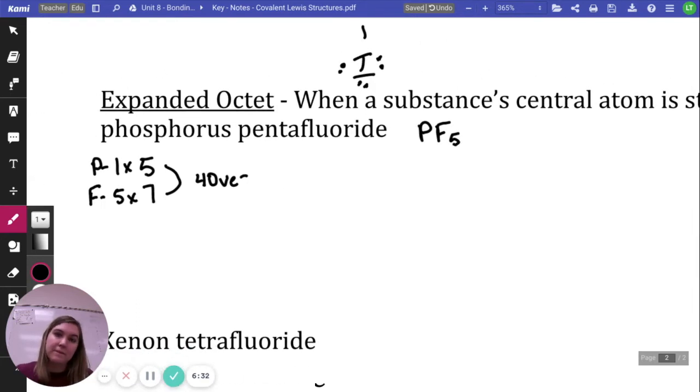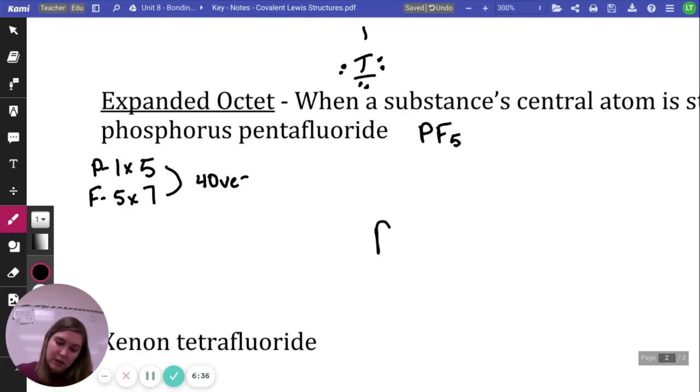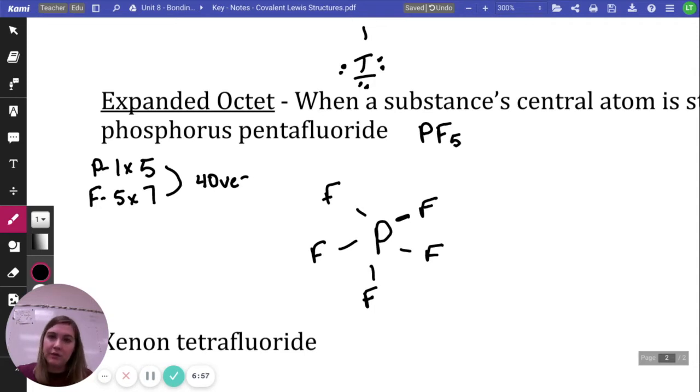Okay, so step 1, take our central atom. It's going to be phosphorus. And we're going to go ahead and bond our 5 fluorines to it. So 1, 2, 3, 4, 5 fluorines. All right, so at this point I have used 10 valence electrons, so I still have 30 more to use. So I'm going to go ahead and fill my outer octets.